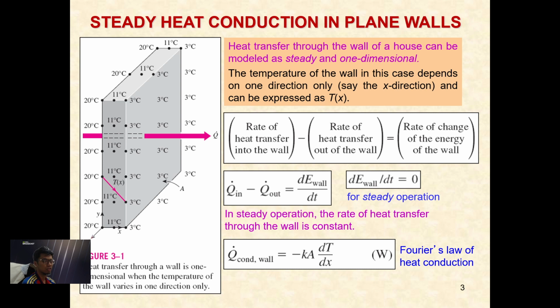Okay, one direction. For example, I want to study heat transfer in a wall in only one direction. For example, I have a wall in my bag here. In one direction, it could be from top to bottom, or from bottom to top, or from left to right, or from right to left. That is one direction, or one-dimensional.